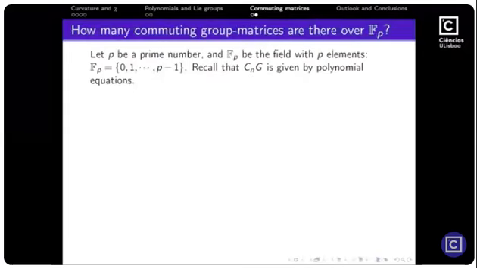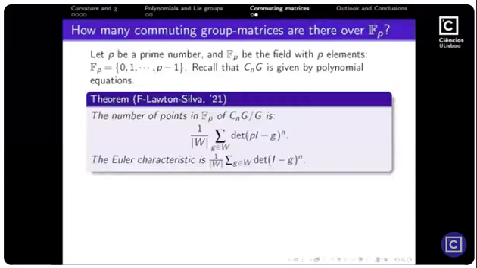Okay, so how many commuting group matrices are there over a field of prime characteristic? Maybe now this is another jump, but I can just think of this finite set, numbers from 0 to p-1, as a field, because I can multiply them mod p and add them mod p. This will be a field. And recall that this space is given by polynomial equations. And we found this formula for the number of points in this space up to conjugation. This quotient by G is the conjugation.